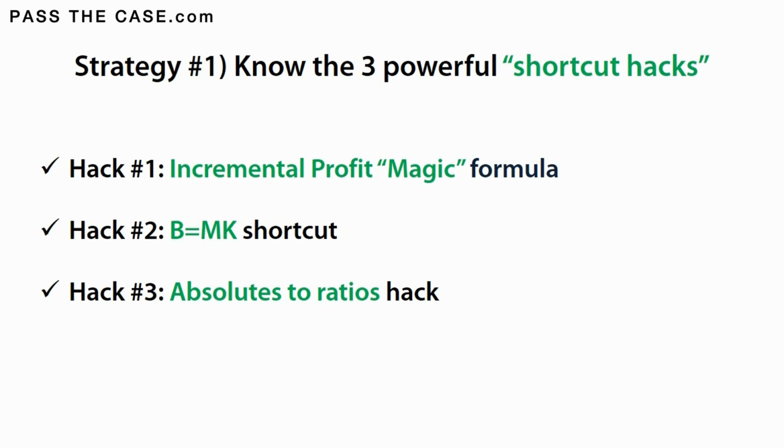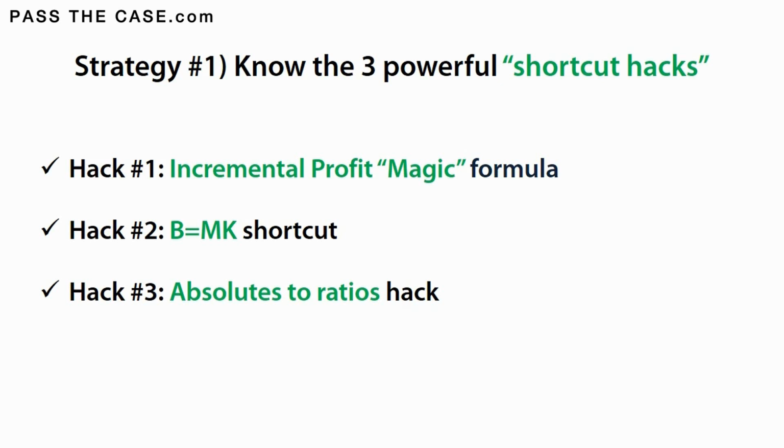Likewise, K times M equals B. It's a very powerful shortcut once you play around with rearranging the B's, the M's, and the K's. So go ahead, play around with multiplying them and dividing them, and you'll see how powerful this hack is.